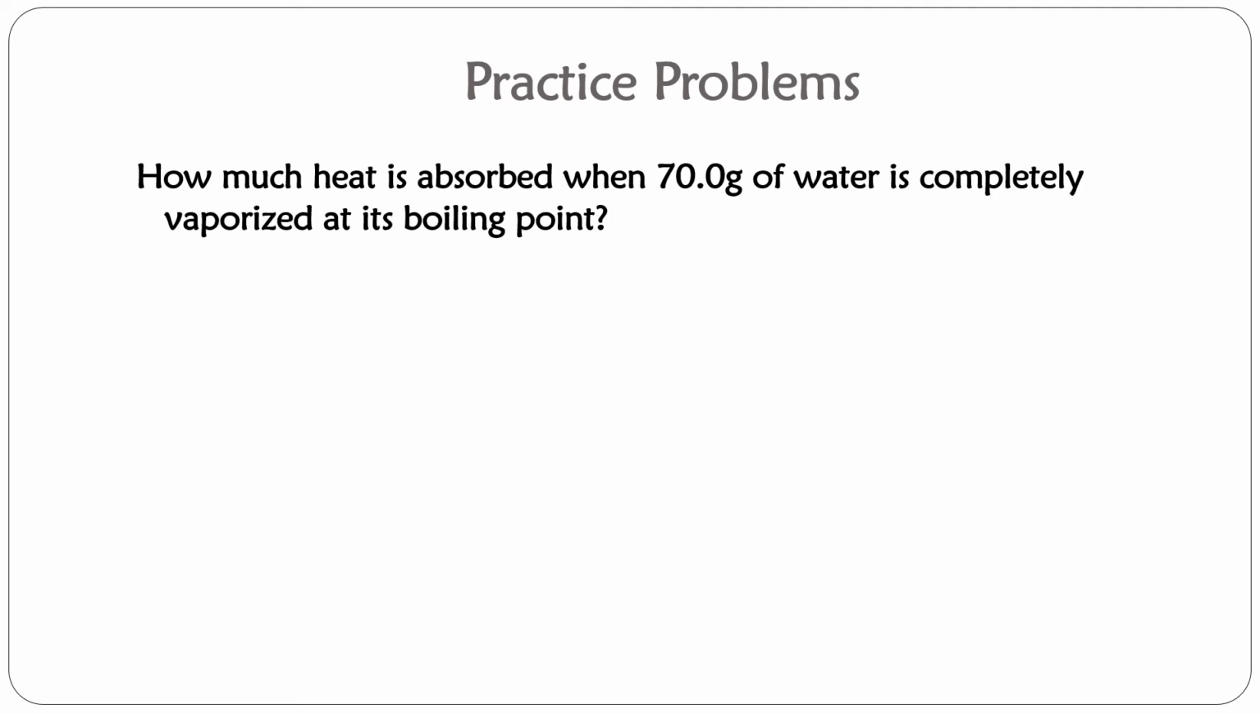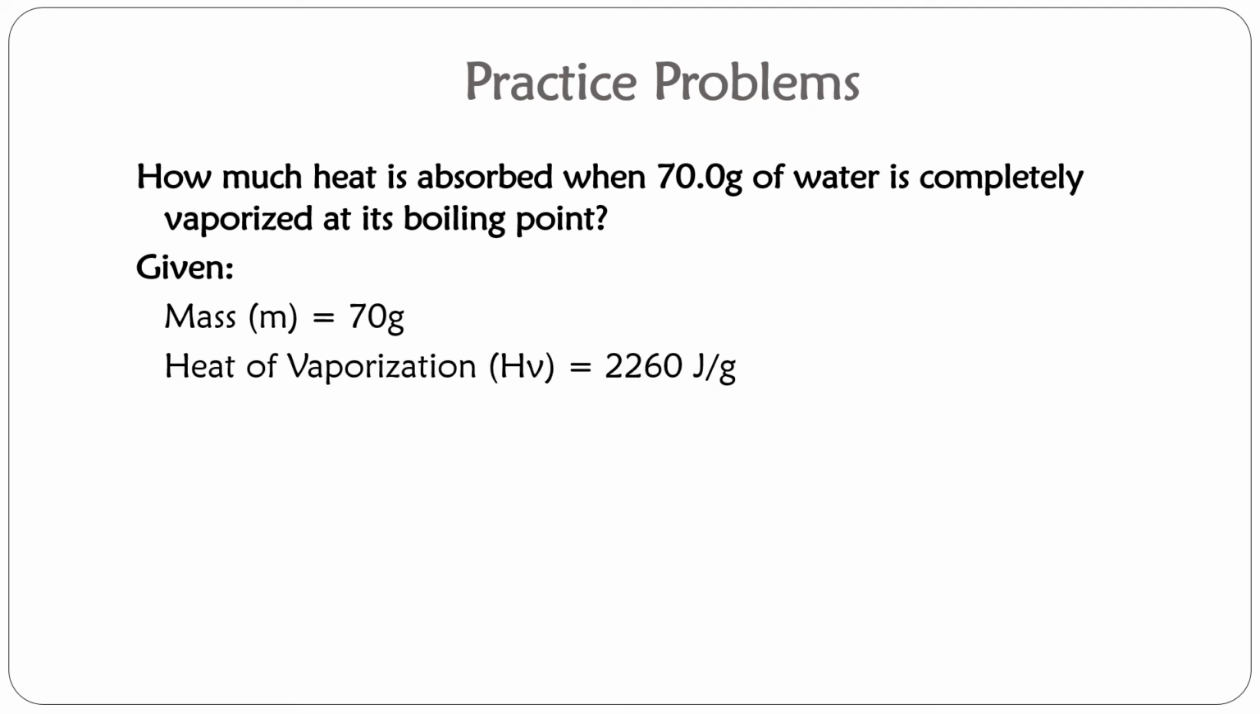Finally, the last type of question that you can get for heat equations could be how much heat is absorbed when 70.0 grams of water is completely vaporized at its boiling point. So once again, look at what's given, the mass of 70.0 grams. And because we are talking about the vaporization of water, we know we have to look for the heat of vaporization of water in table B, which is 2,260 joules per gram. You have to find the heat energy.